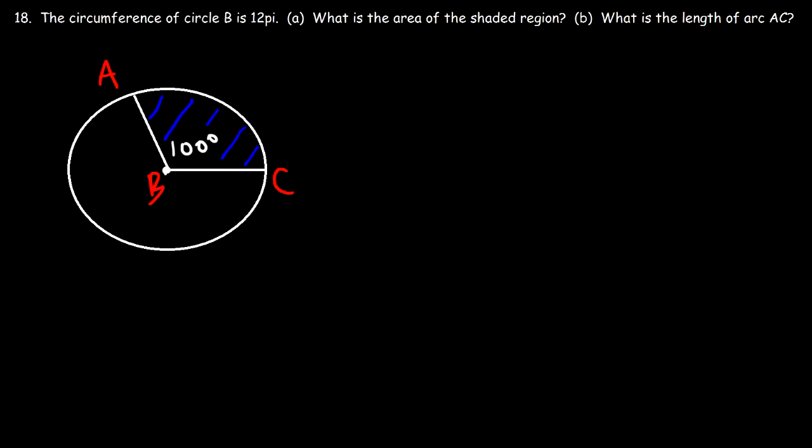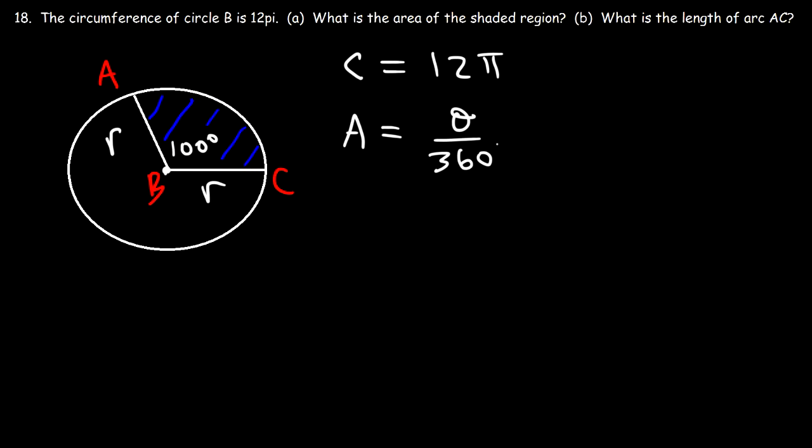Number 18. The circumference of circle B is 12 pi. What is the area of the shaded region? Well, B is the center of the circle, and so AB and BC represent the radius of the circle. To calculate the area of the shaded region, it's going to be the angle in degrees divided by 360 times the area of the entire circle, pi r squared. So we need to calculate the radius first.